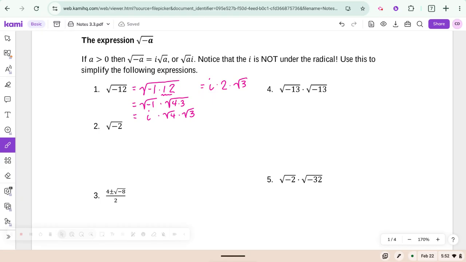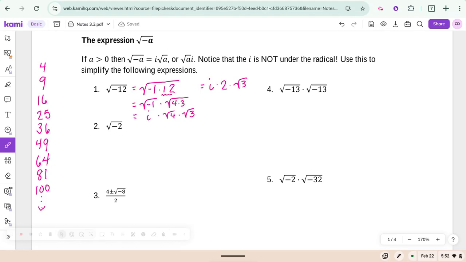So the square numbers, of course, 1 is the square of 1, but that's not very helpful. 4 is the square of 2. 9 is the square of 3. 16 is the square of 4. 25 is the square of 5. 36 is the square of 6. 49 is the square of 7. 64 is the square of 8. 81 is the square of 9, and 100 is the square of 10. And of course, I could keep going.